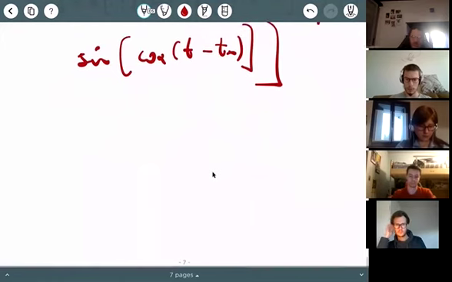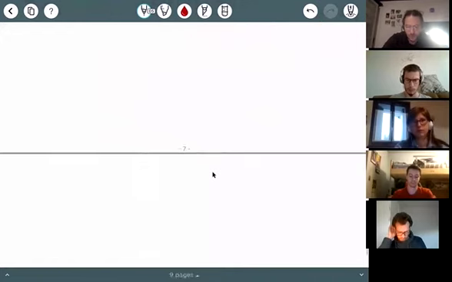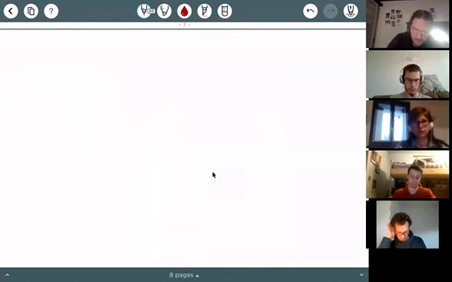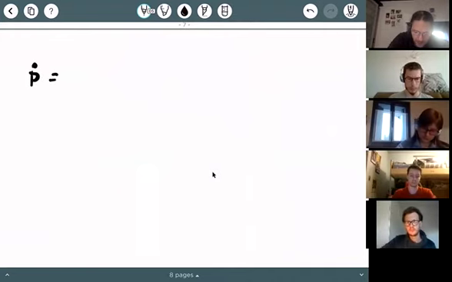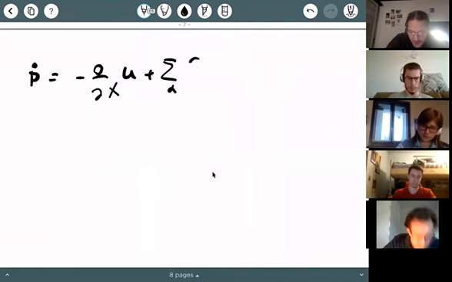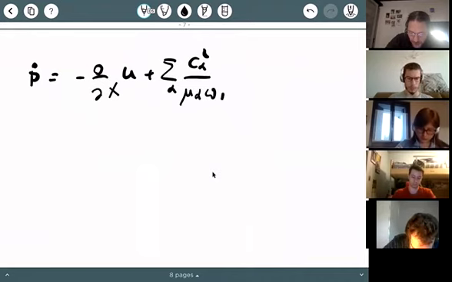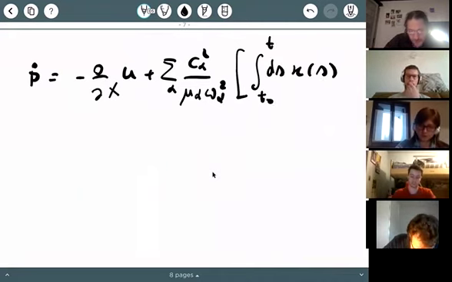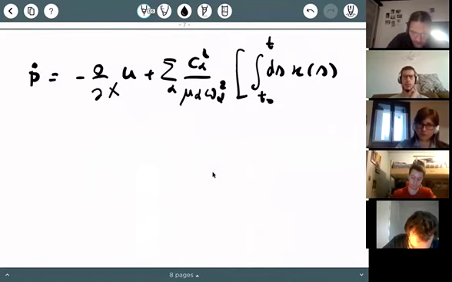Okay, it is instructive to reshuffle these equations and write that in a compact notation in the following form. P dot equals negative gradient of u plus sum over alpha c alpha squared mu alpha omega alpha squared. And then I'm going to write this integral from T naught to T ds x of s. I could have used tau. I don't know why I used s. Fine. I'll stick with the notation that I use in the notes.